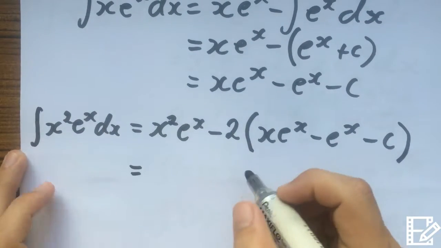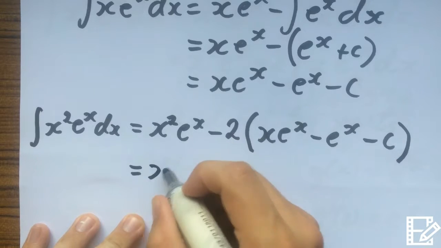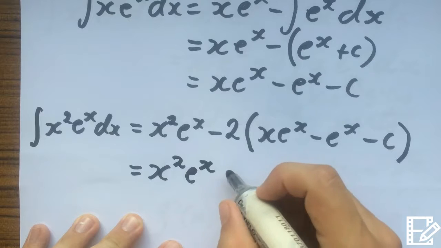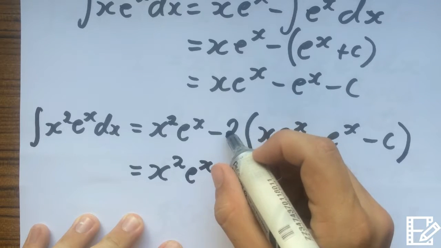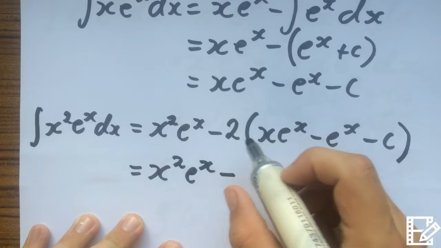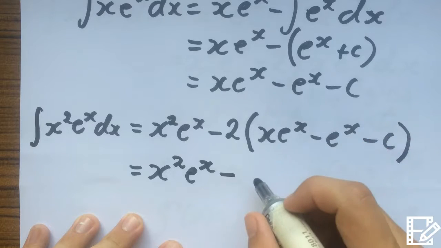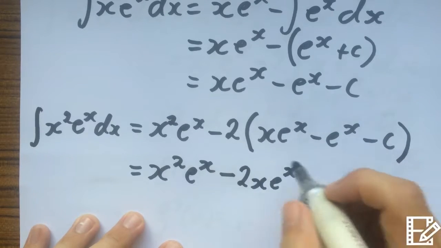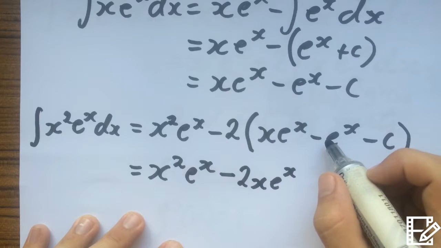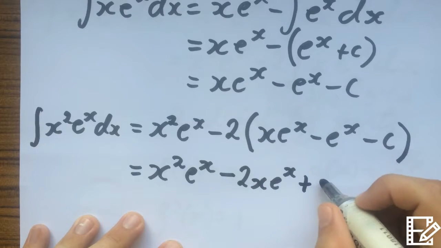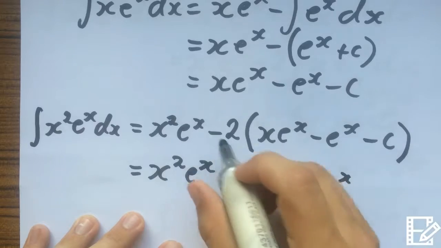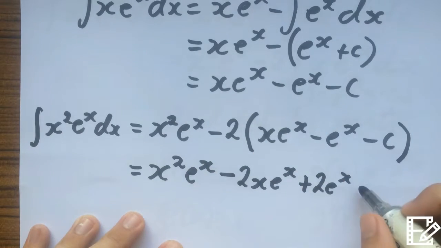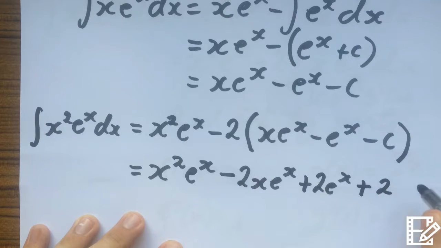So, we're going to expand these brackets. We're going to leave this as x squared e to the x. We don't need to change that yet. Subtract negative 2 multiplied by x e to the power of x. That's negative 2x e to the power of x. Negative 2 multiplied by negative e to the x is positive 2e to the x, because two negatives make positive. And negative 2 multiplied by negative c is positive 2c.